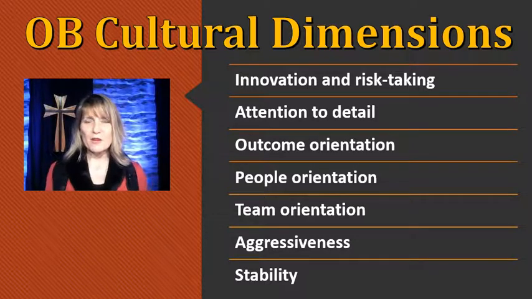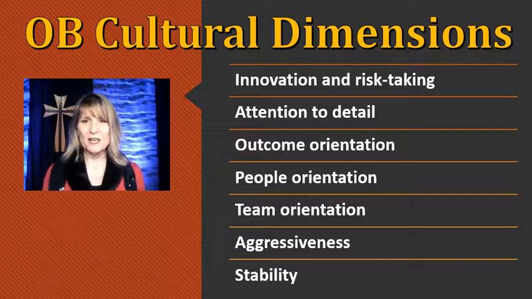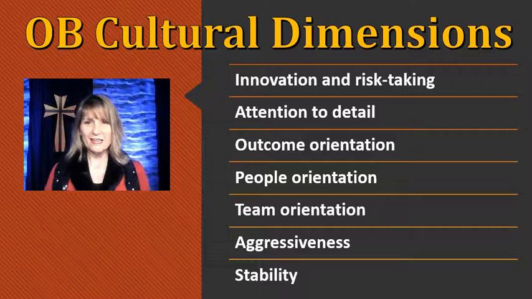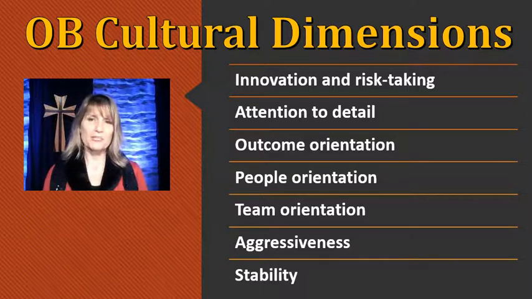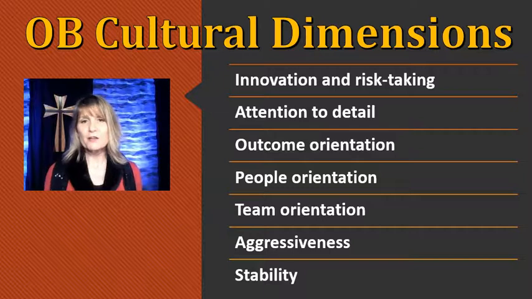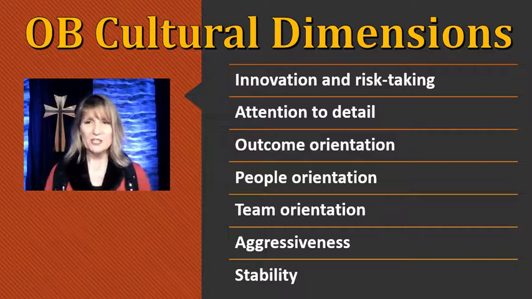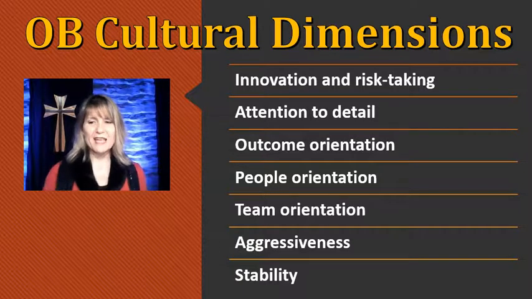So when we look at how an organization is toward the high or low end on each of these dimensions individually, we add those all together, then we get an understanding of the characteristics of that organization as far as its culture is concerned. So there are 7 dimensions. They are innovation and risk-taking, attention to detail, outcome orientation, people orientation, team orientation, aggressiveness, and stability.